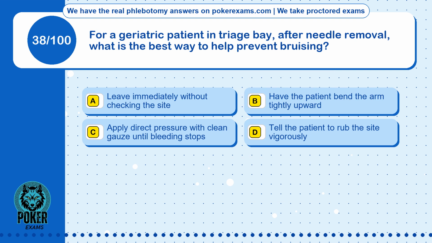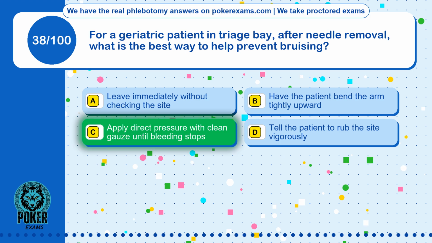Question 38. For a geriatric patient in triage bay, after needle removal, what is the best way to help prevent bruising? Option A. Leave immediately without checking the site. Option B. Have the patient bend the arm tightly upward. Option C. Apply direct pressure with clean gauze until bleeding stops. Option D. Tell the patient to rub the site vigorously.